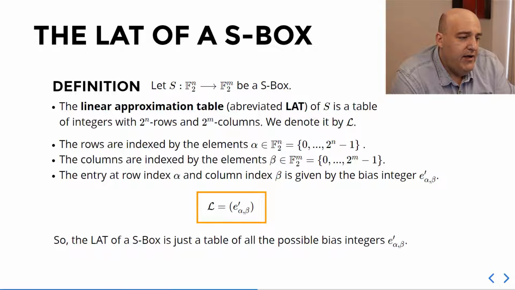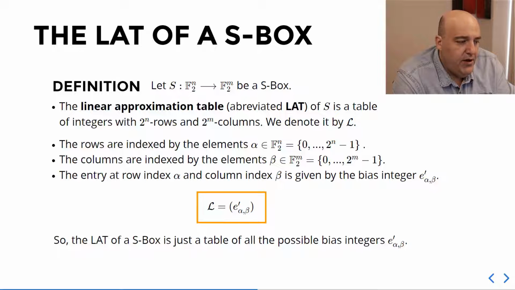So let's take S to be an S-box with n input bits and m output bits. The linear approximation table of S, abbreviated LAT, is a table. It has 2^n rows and 2^n columns, so it's a little bit large. All the entries will be integers, positive, negative, or 0. We usually denote it by script L.